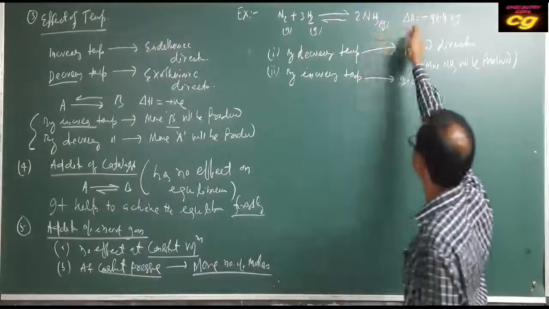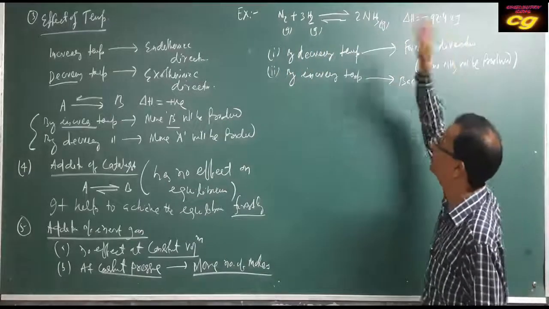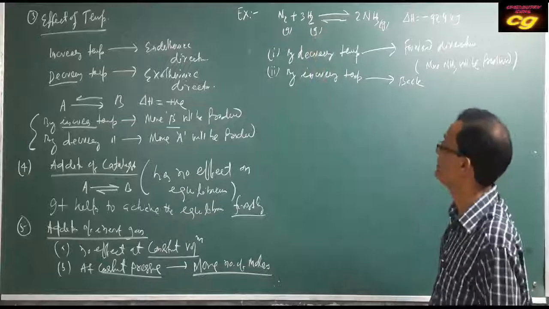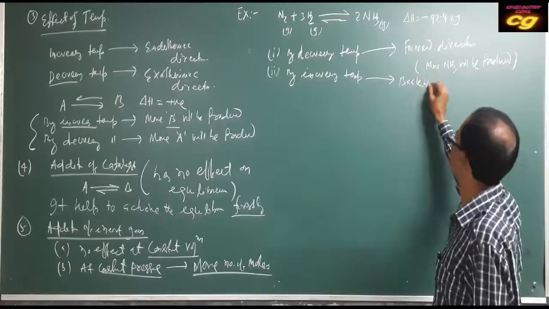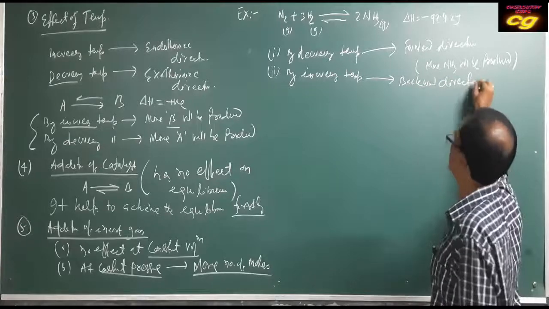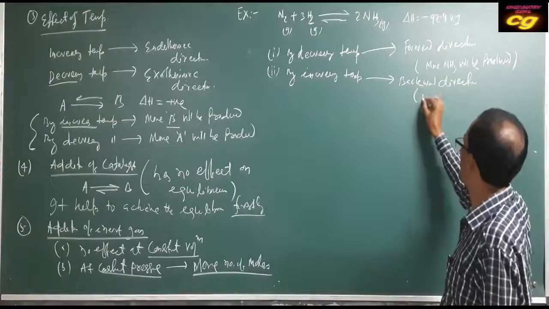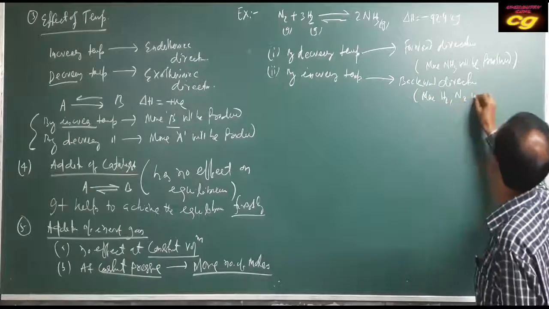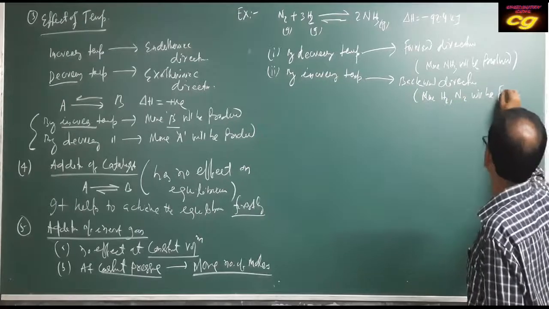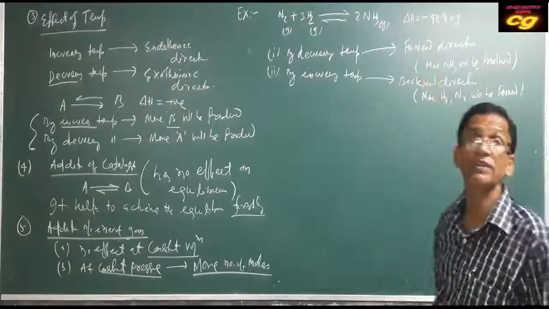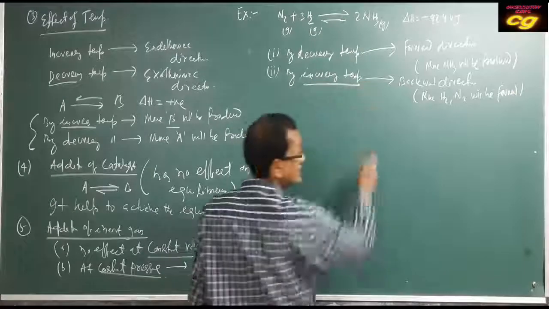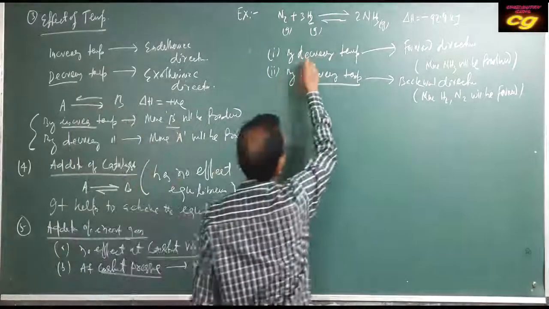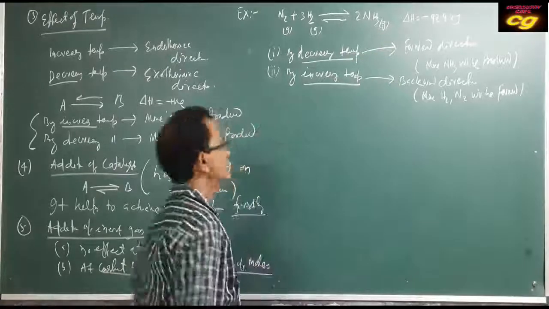As the reaction is exothermic in the forward direction, to get more ammonia, temperature should be decreased. To get more nitrogen and hydrogen, by increasing temperature, equilibrium shifts backward. Backward means more nitrogen and hydrogen will be formed. That means ammonia will be dissociated. So by increasing temperature, ammonia can be dissociated. By decreasing temperature, ammonia can be synthesized. So this is the condition.